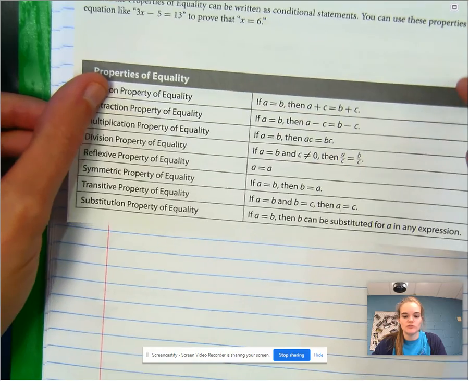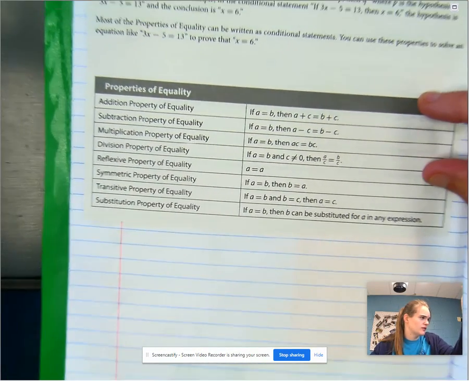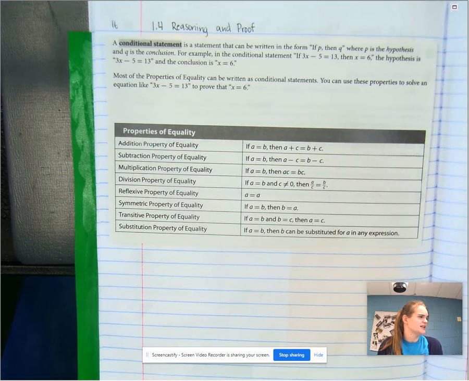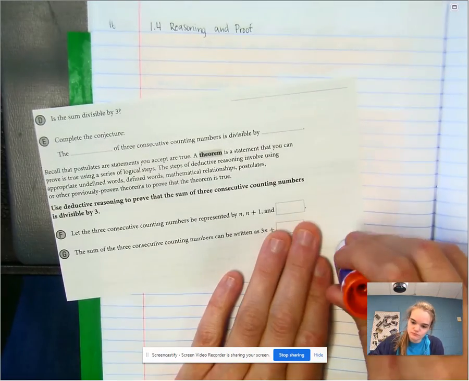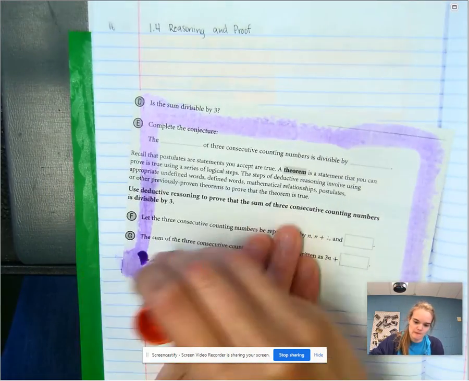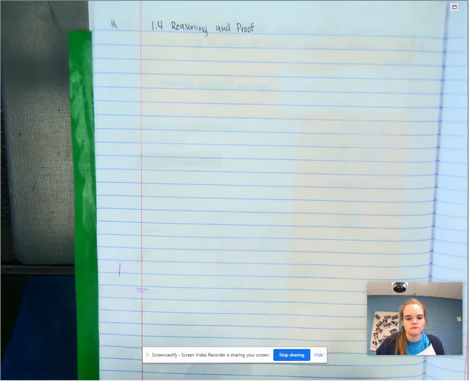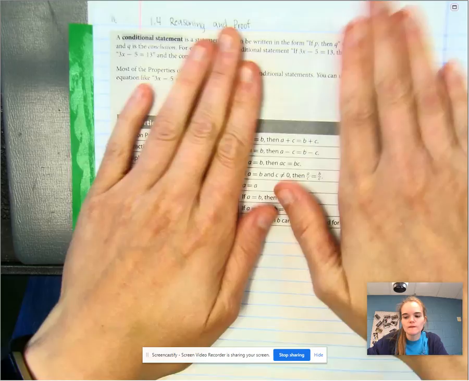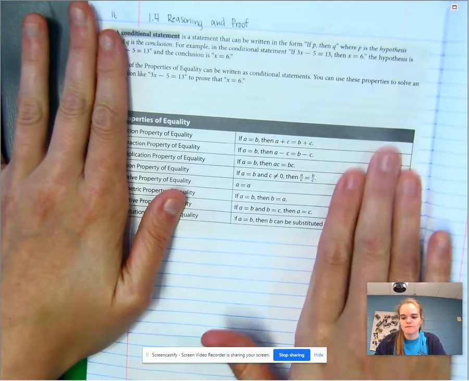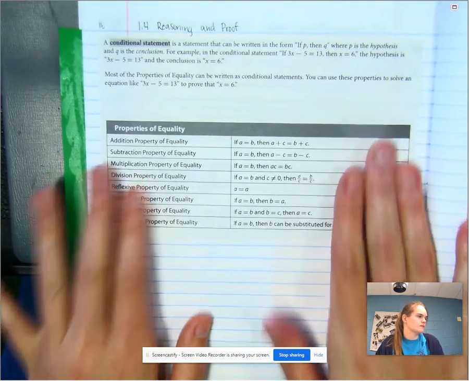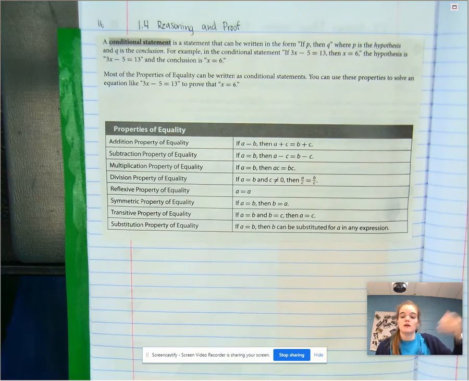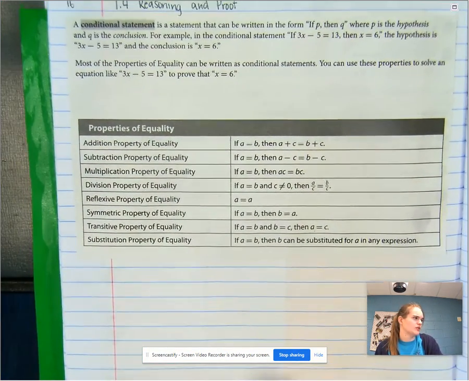All right, I need you to cut out from page 46 this. From the words a conditional statement to properties of equality, okay? I'm going to start gluing it in right now, so if you need a minute, pause it. I'm going to glue it. So glue that in on page 16. Now we're going to talk about it.